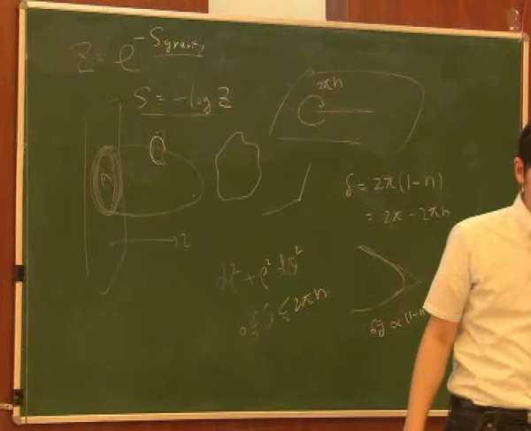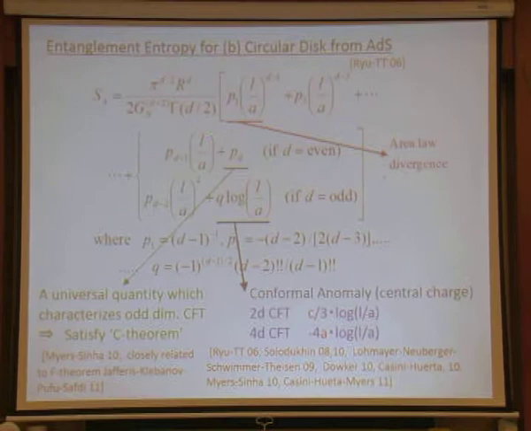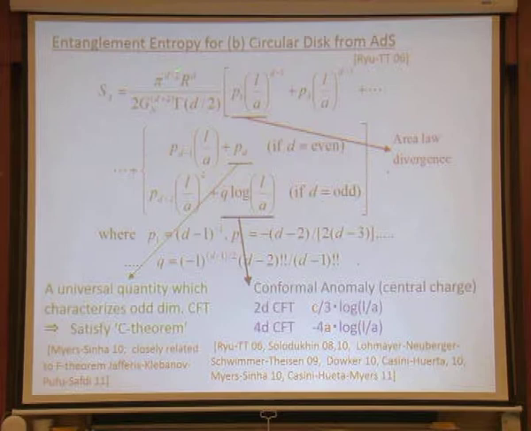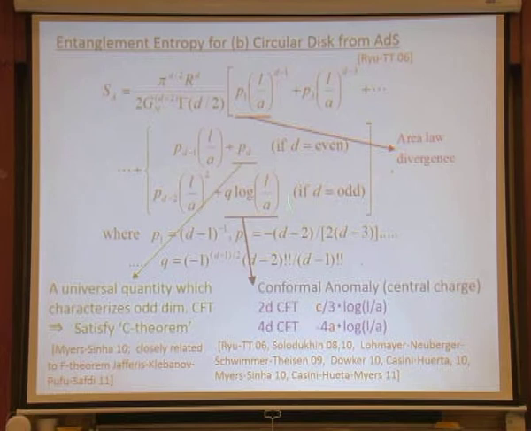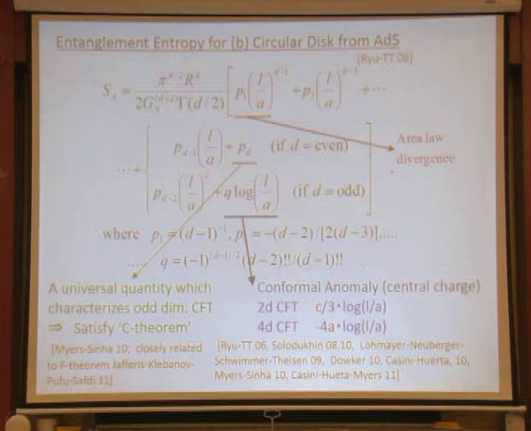The first term is, again, of course, the area law divergence, but we have some other subleading divergence terms. We assume a d plus 1 dimensional conformal field theory dual to AdS d plus 2. The result depends on the dimension. If d is even, that means the total dimension of the conformal field theory is odd. In an odd dimensional conformal field theory, we end up with one constant. On the other hand, in an even dimensional conformal field theory, we end up with some logarithmic term. And this constant term is something recently called the F function.